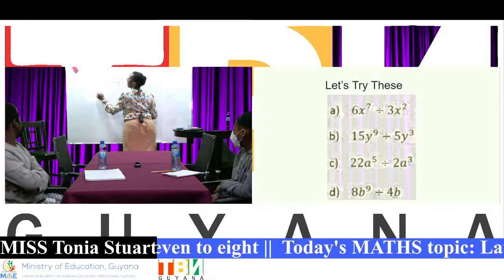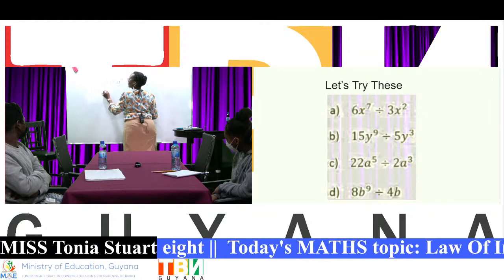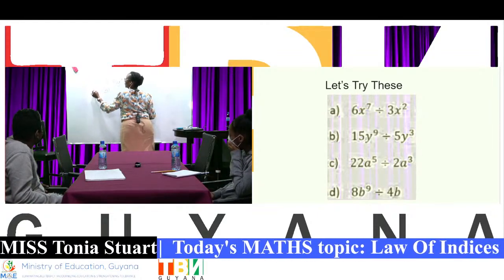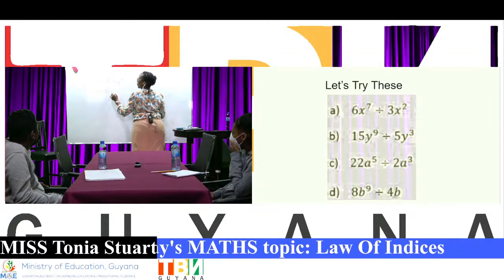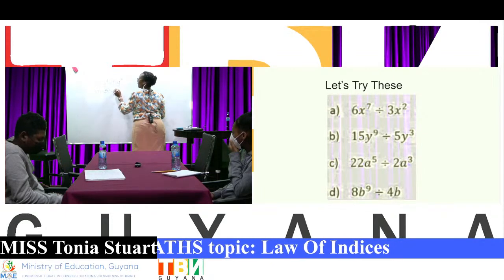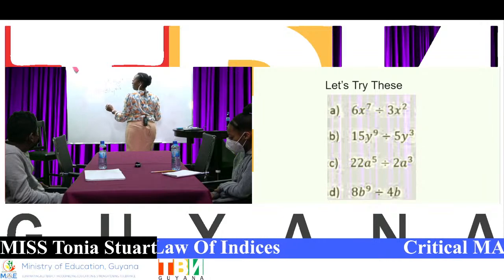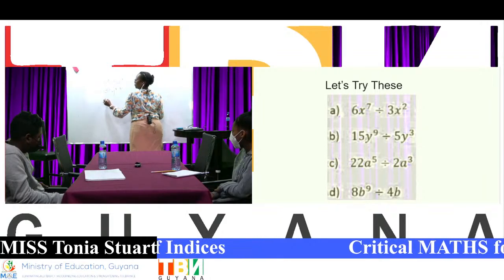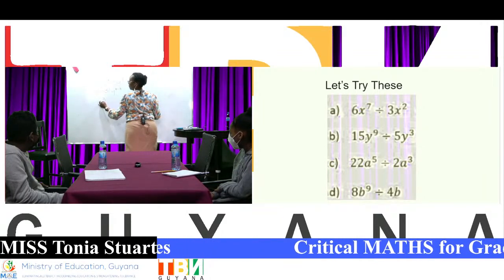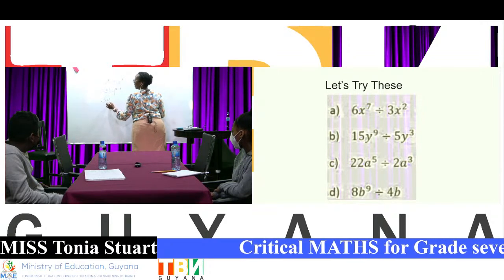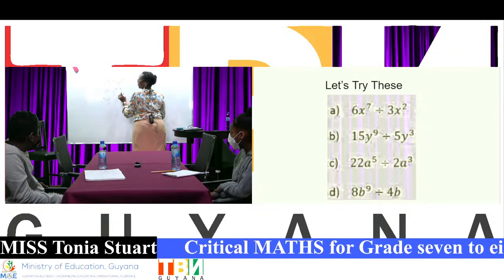15 divided by 5, outside. We have y to the 9 minus 3. 15 divided by 5 would give you 3, because 5 into 15 you will get 3. y to the 6.